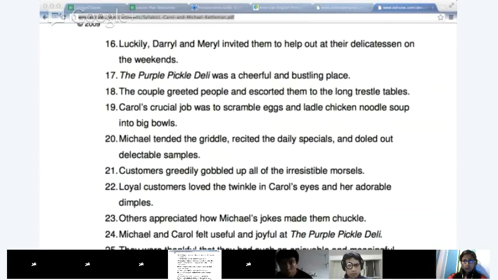Loyal customers loved the twinkle in Carol's eyes and her adorable dimples. Go ahead, Ronald. Loyal customers loved the twinkle in Carol's eyes and her adorable dimples. All right, my man, Sella. Loyal customers loved the twinkle in Carol's eyes and her adorable dimples. And last but not least, Tatiana. Loyal customers left the twinkle in Carol's eyes and her adorable dimple.